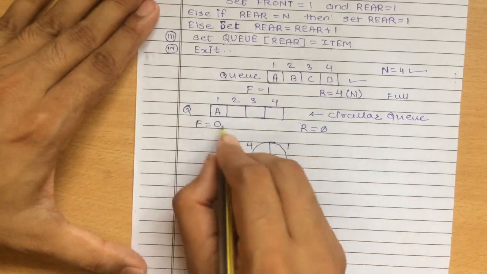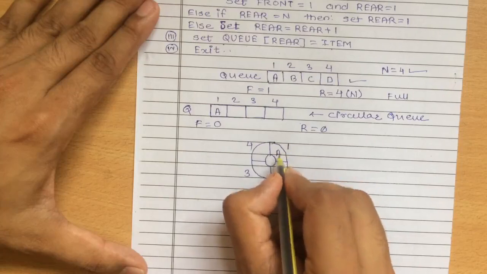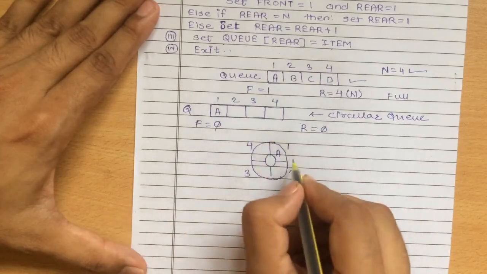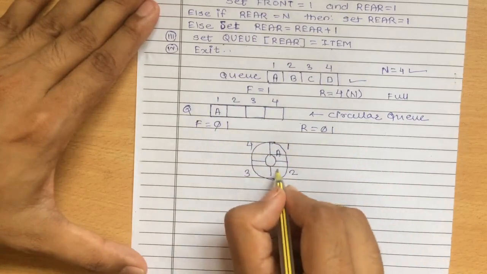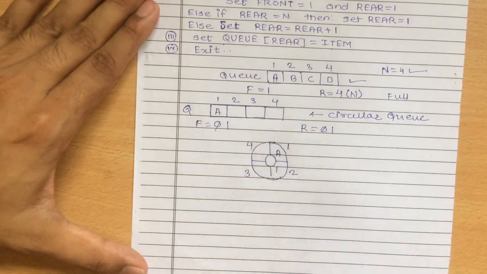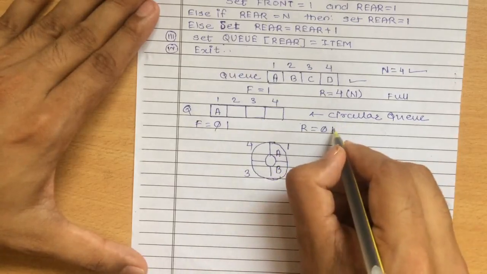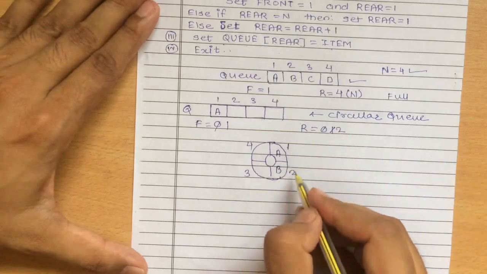So initially front and rear both are 0. Just consider the same. I will add element A. Only one element is there, so front and rear both are 1. Then, as I said, insertion takes place from the rear end, so when I add one element, I have to increase my rear by 1. So rear becomes 2. Front is 1, rear is 2.